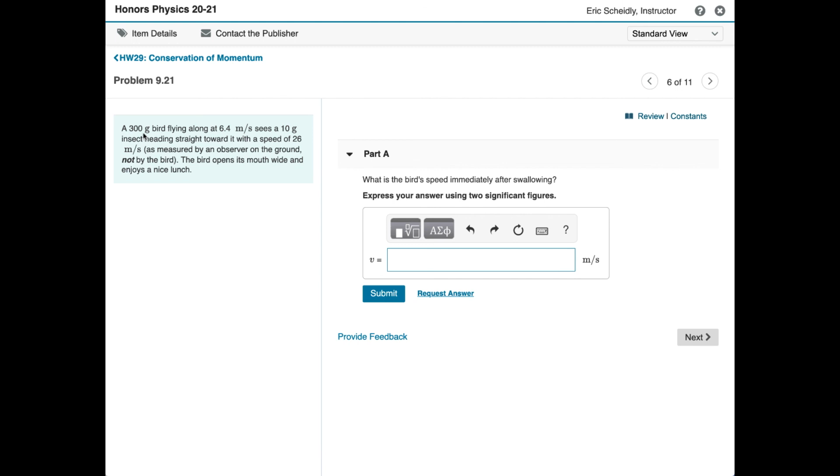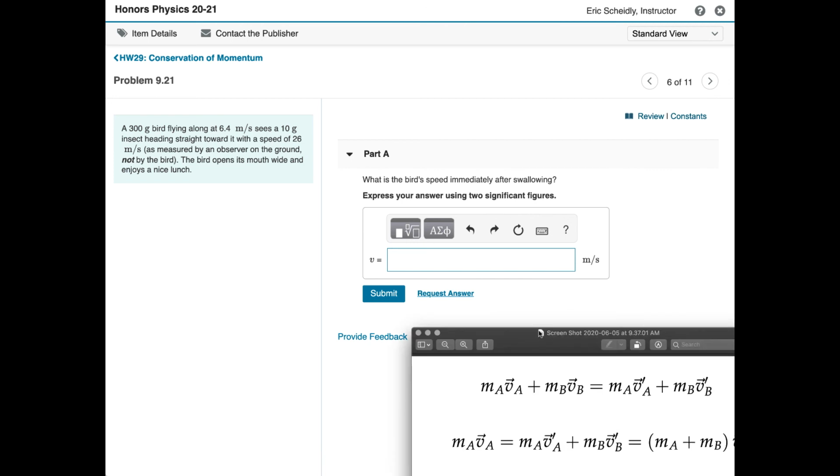A 300-gram bird, that's a 0.3 kilogram bird, flying along at 6.4 meters per second, sees a 10-gram insect, that's 0.01 kilogram insect, flying straight toward it with a speed of 26 meters per second as measured by an observer on the ground, not by the bird. The bird opens its mouth wide and enjoys a nice lunch. What is the speed immediately after swallowing?